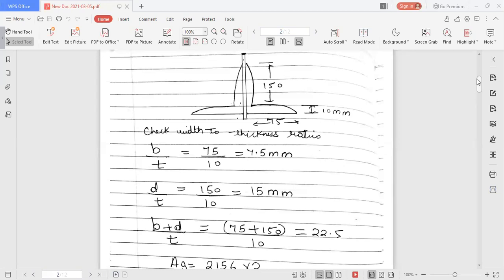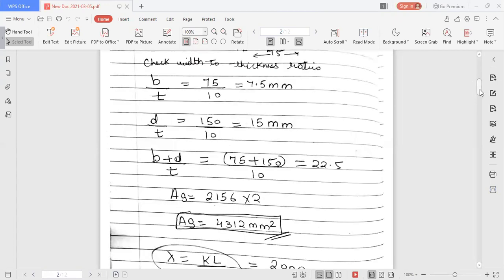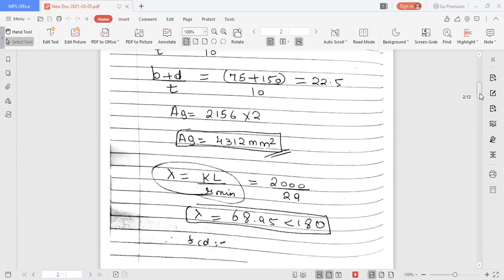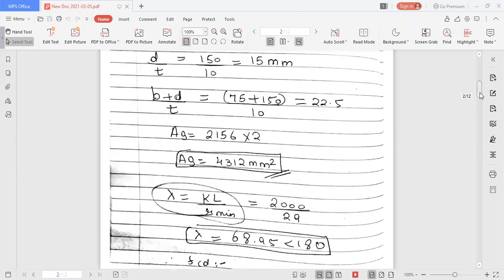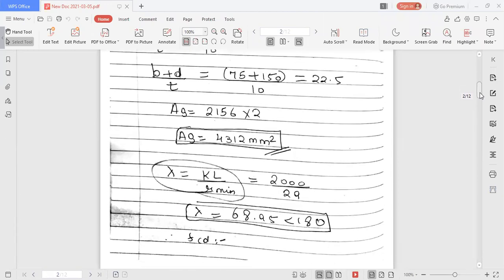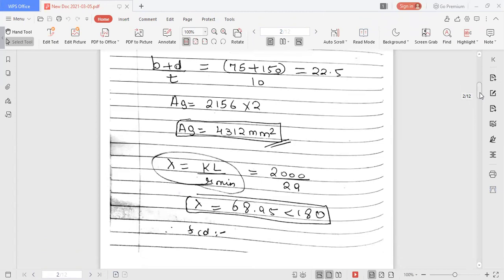So the gross sectional area for this particular ISS section is given to you as 2156. Why multiplying by 2? As they have given you the two angle section, you need to multiply it by 2. अगर जब भी आपको दो angle section दिए रहते हैं, so every time you have to multiply it by 2 to the gross sectional area.